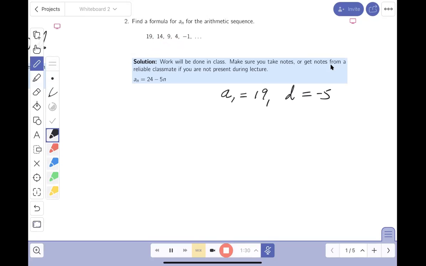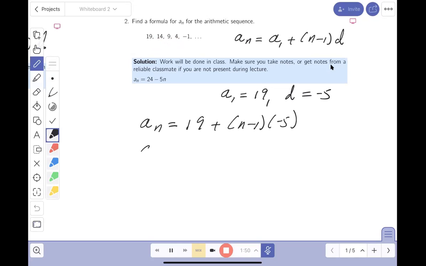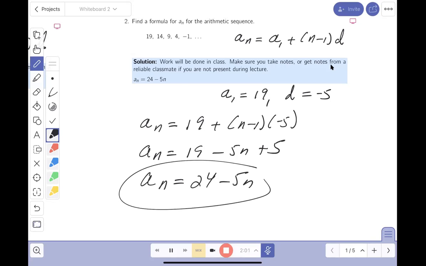So I'm pretty comfortable with that. What's the formula again? AN equals A1 plus N minus 1 times D. Let's write this down. AN is A1, which is 19, plus N minus 1, and what's D? Minus 5. Again, we're going to simplify: 19 minus 5N plus 5, very simple. AN is 24 minus 5N. I'm seeing that right there. All right, so we did just the first 2 examples, warm-up problems. Let's go to number 3. I'll make it a bit more difficult.